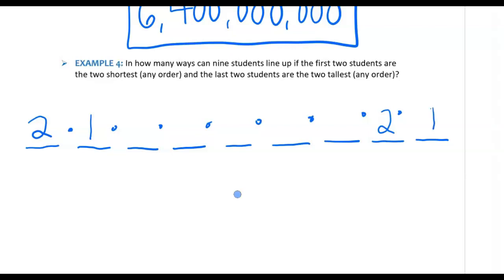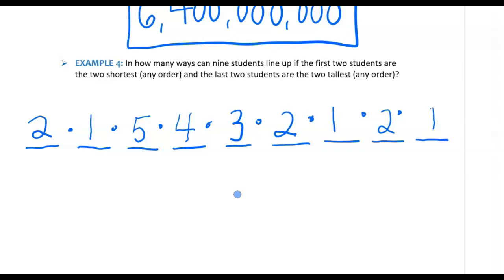Notice there are 9 students that line up. We've already accounted for 4 of the students. So there are 5 remaining students that can be placed in the 5 remaining spots in the lineup. So for the third position, there are 5 options. For the fourth position, 4, then 3 options, then 2 options, then 1.